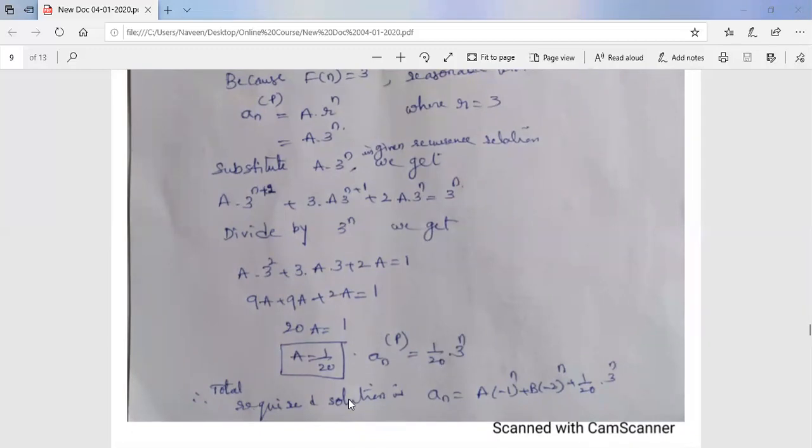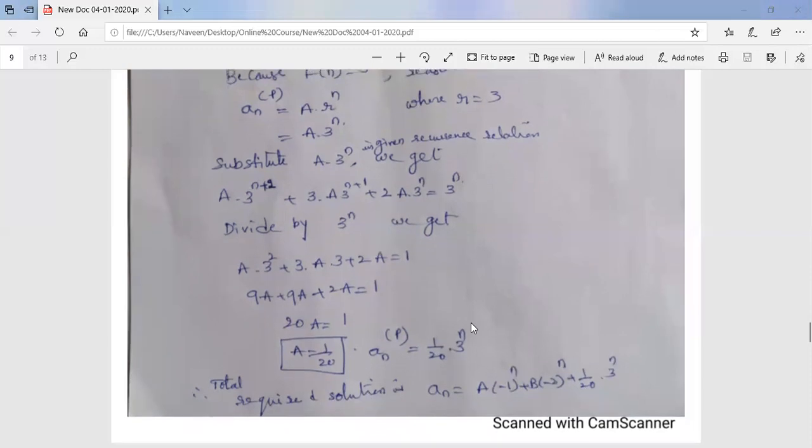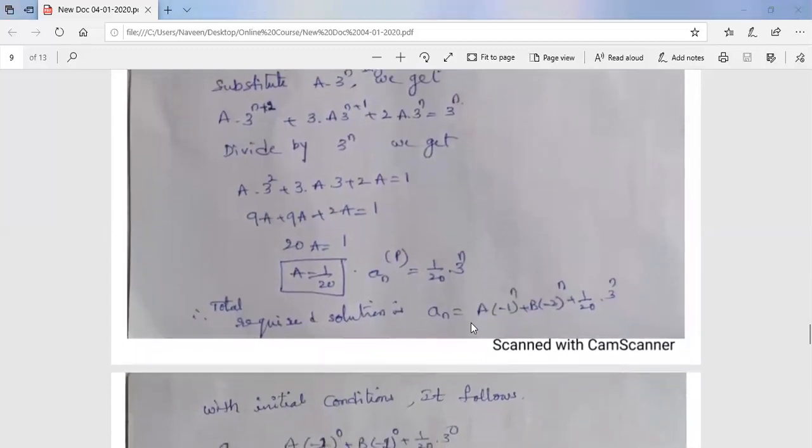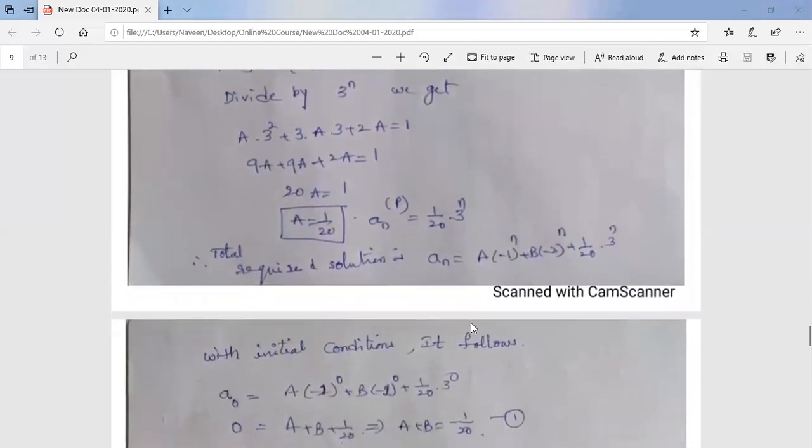The total required solution is the homogeneous solution plus the particular solution. So a·(-1)^n plus b·(-2)^n plus the particular solution, 1 by 20·3^n. This is about solving a linear non-homogeneous recurrence relation. But the problem is not over, because we have initial conditions.